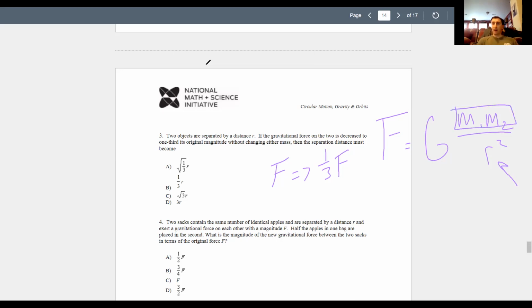So basically, what we need is to get a 3 down here. If we get a 3 down here, it's divided by 3, which is in fact basically this. So to get a 3, since it's squared, I would have to do the square root of 3 times r. Then what happens is that ends up canceling out. So I'm going to get square root of 3 r, squared, and that gives me my 3 on the bottom. Okay. So what answer is that? That is C. C is your correct answer there. All right.